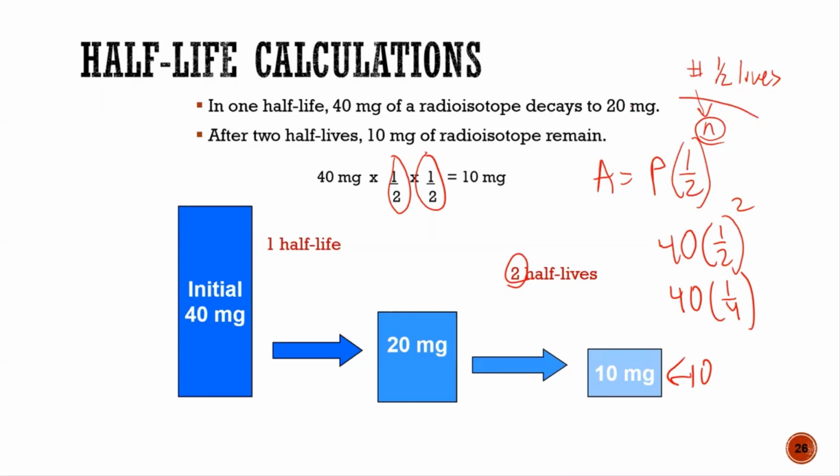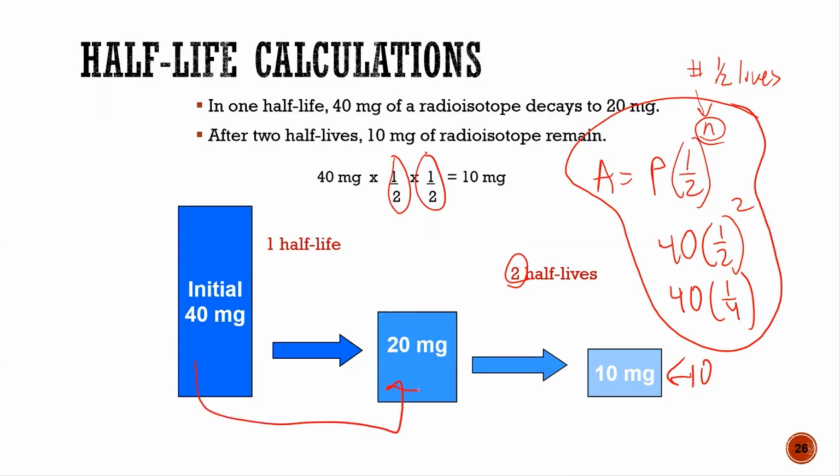And if you don't like using exponential notation, don't worry about it. Just say, all right, I started with 40, half of 40 is 20. Half of 20 is 10. If I had a third half-life, half of 10 would be 5.